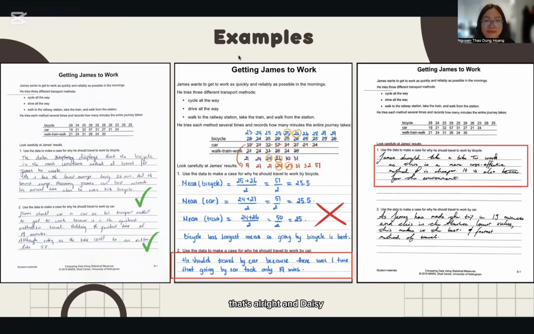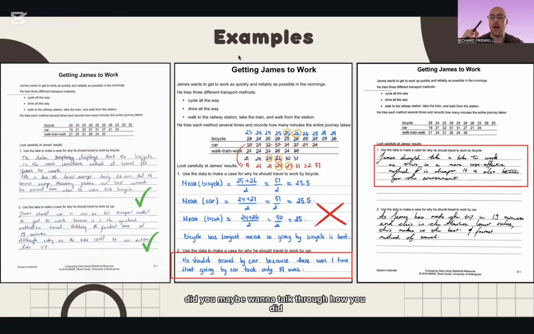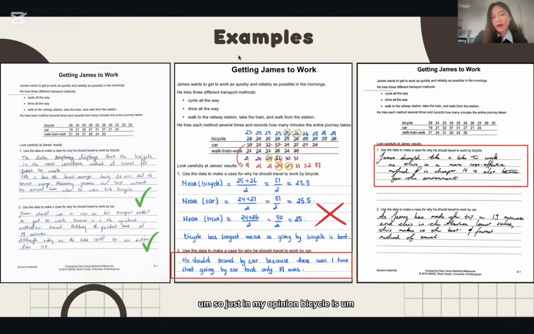That's all right. And Daisy, did you maybe want to talk through how you did your questions at all? So my answer is a bit more based on real life. Just in my opinion, bicycle is a bit more cost effective. It's cheaper to buy and it doesn't use any gas, so it would not damage the environment. So environmentally friendly.